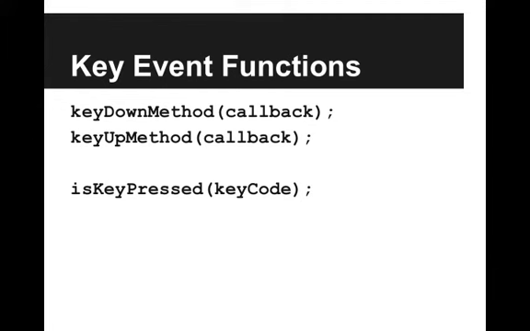So we have a method we can use called keyDownMethod, which takes a callback, keyUpMethod, which takes a callback, and isKeyPress, which takes a key code. The way we use the keyDownMethod is we say, okay, whenever there's any key hit down, call our callback function.